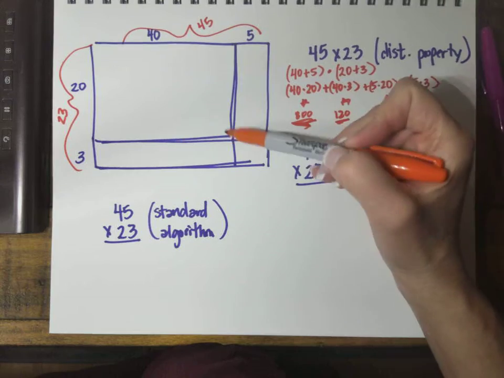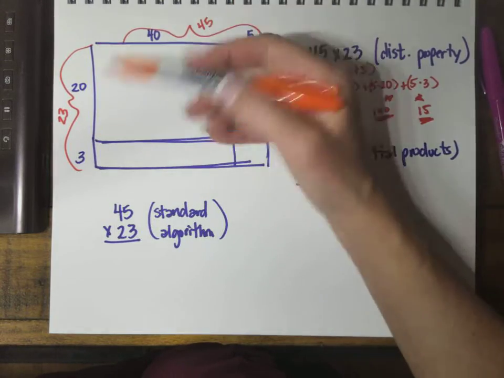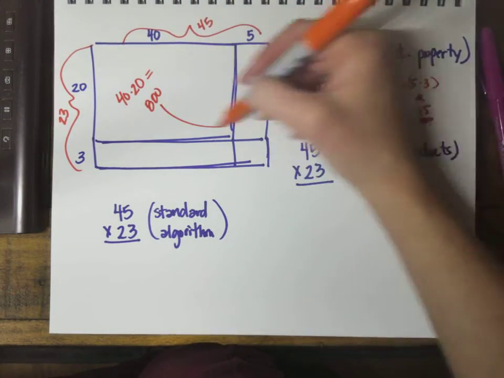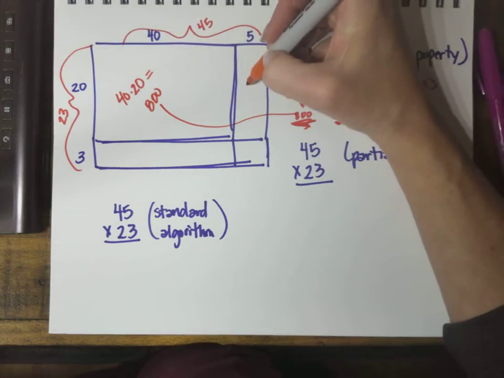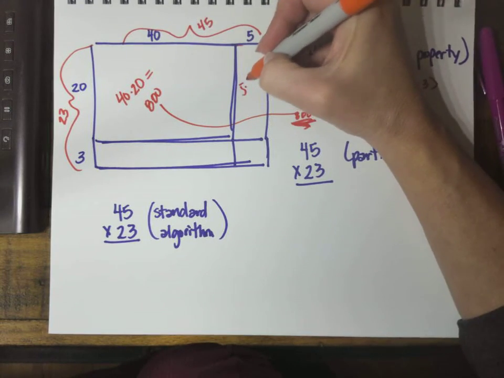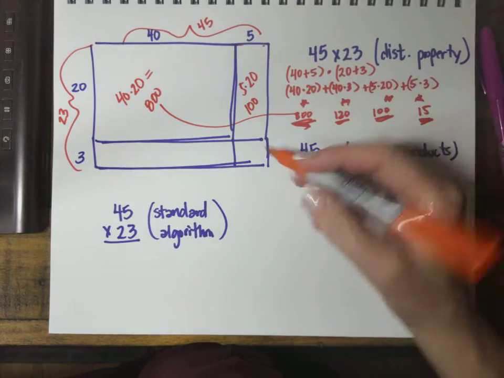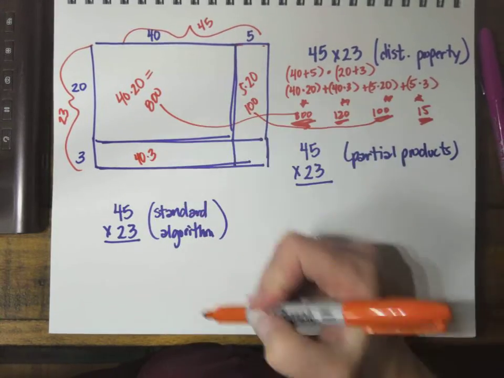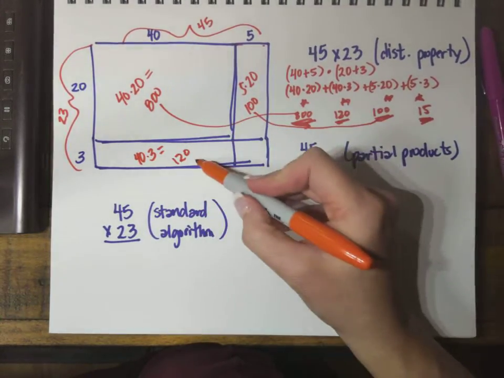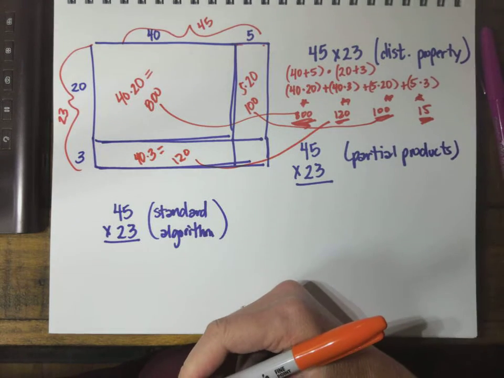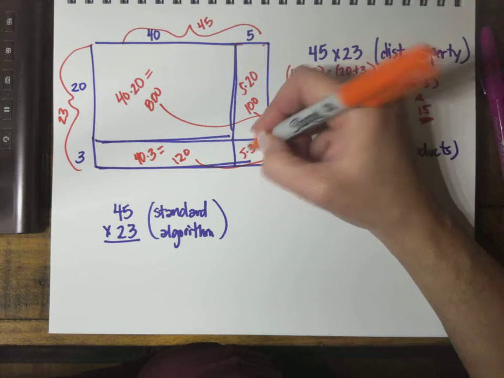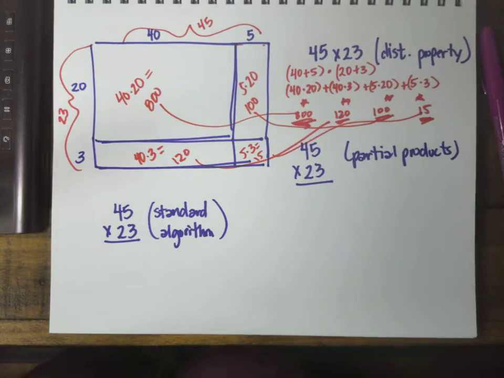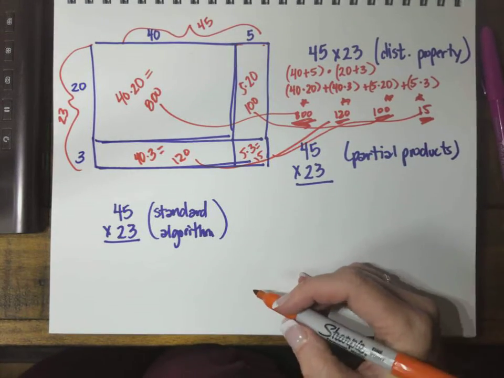So if we're going to find the area of just this section right here, that's our 40 times 20 section. So the area would be 800, and of course that's the connection to this partial product. This is our 5 times 20 section of the area model, so that's our connection to that 100 partial product. This is our 40 times 3, which makes that connection with that 120 partial product, and of course our last one, 5 times 3, is 15 with that partial product. Now we should notice those appearing also when we do partial product multiplication.